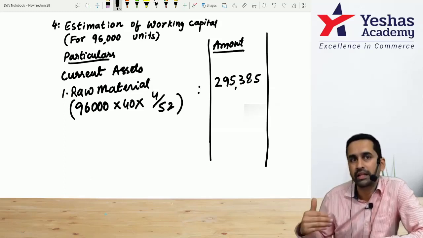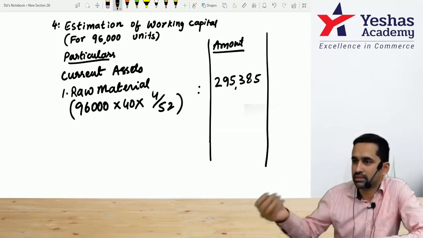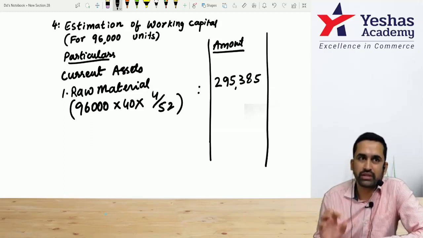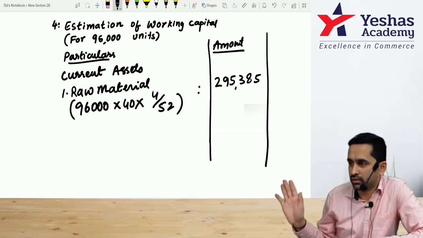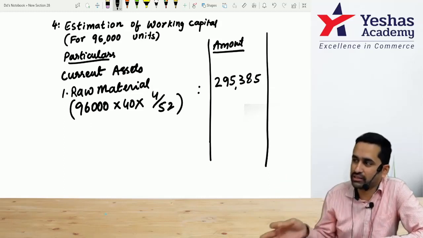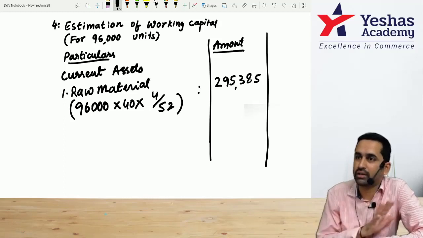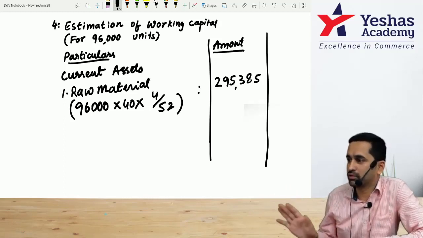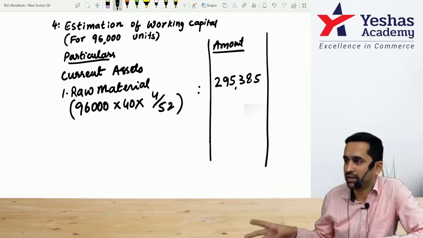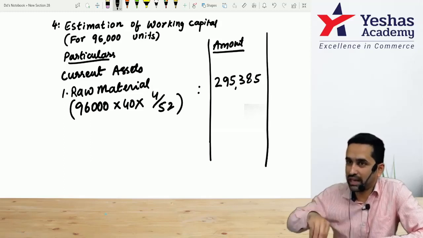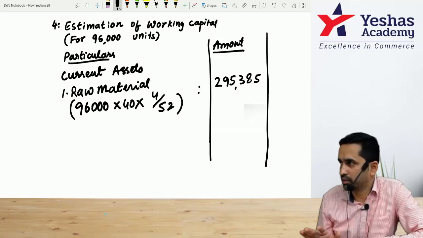Able to follow? The other way of understanding it, you may not like this way, but this is actually a better way. If there is a fire accident in my warehouse, the entire godown is gone, then this much of cash is gone. Am I correct? If 100% of raw material is gone because of a fire accident, the loss of cash will be 295,385. That is why I told you this much of cash is blocked in the form of inventory. Did you understand? Copy.